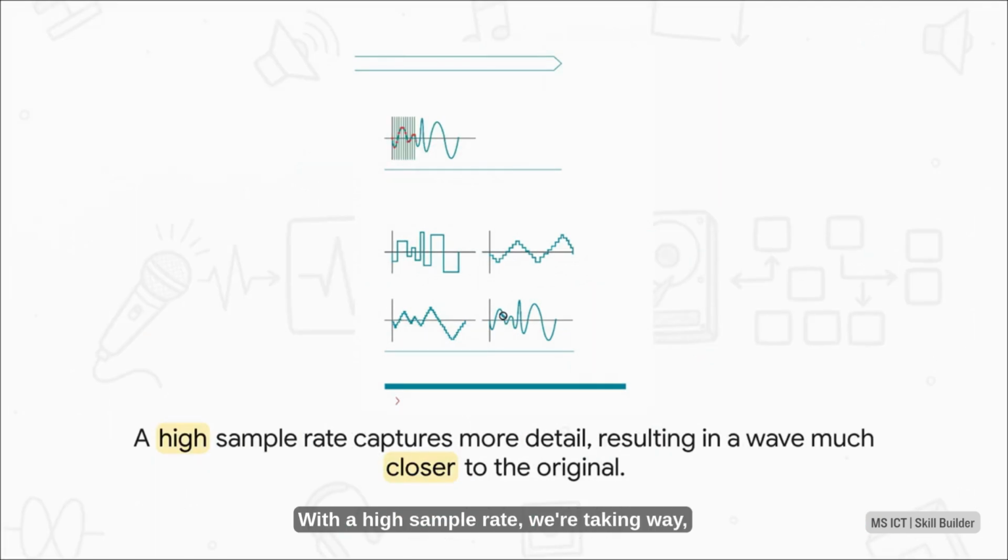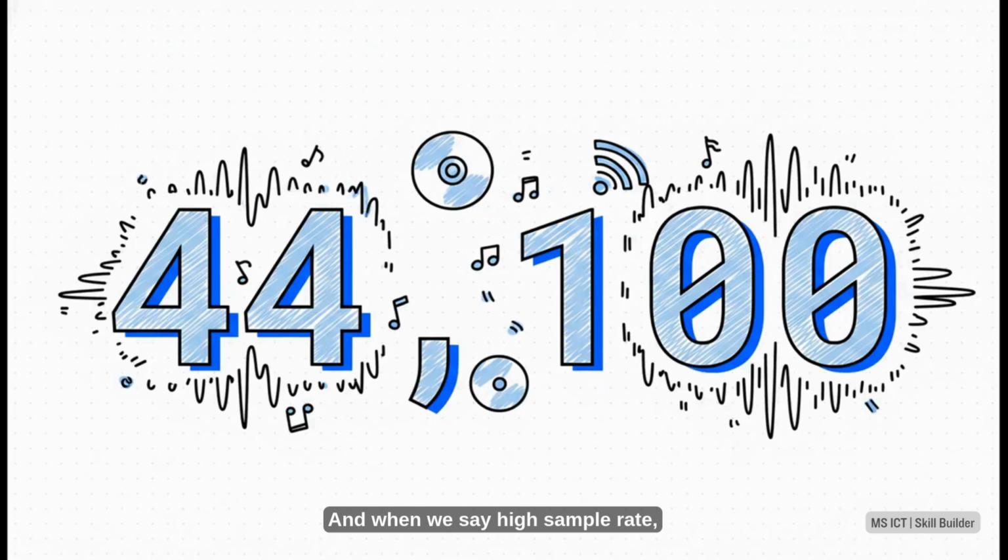But now, look at this. With a high sample rate, we're taking way more snapshots every second. And suddenly, the digital version is a much, much closer match to the original. We're connecting hundreds of dots now, and that circle is starting to look practically perfect. More samples means more detail. It's that simple.